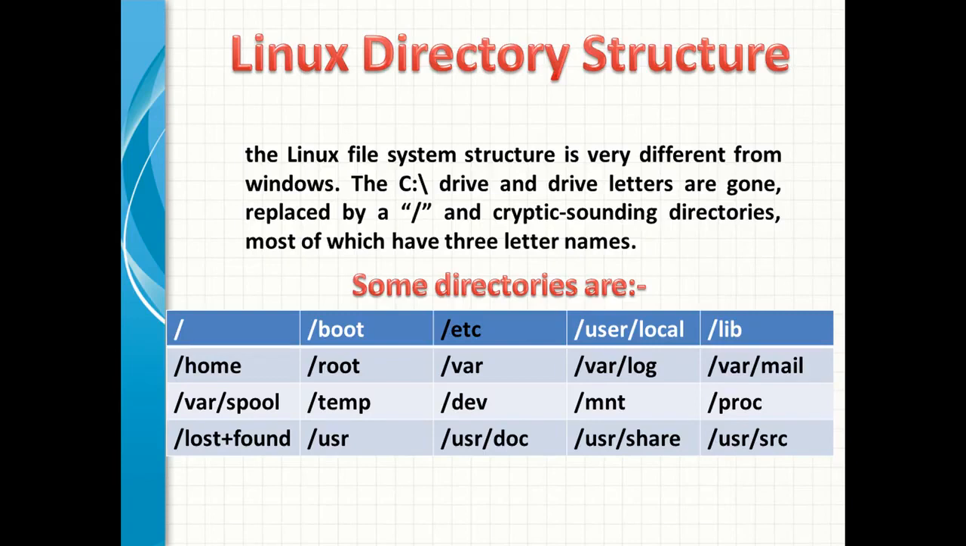The next directory is /var. It contains variable data. Variable data means the data which keeps on changing, like user logging information, printer spool, directories, and temporary files. All these files keep on changing from time to time, so that's why it is called variable data.